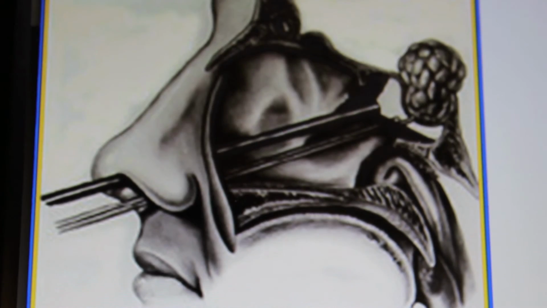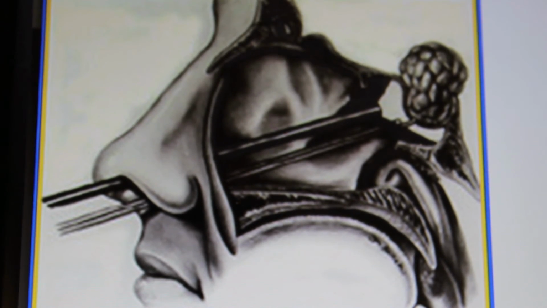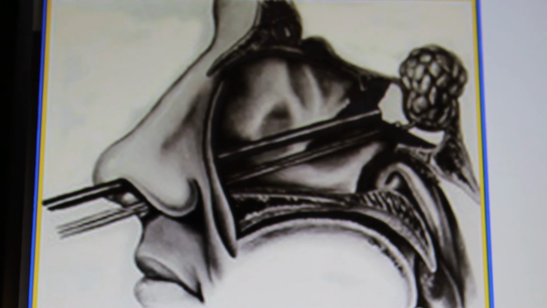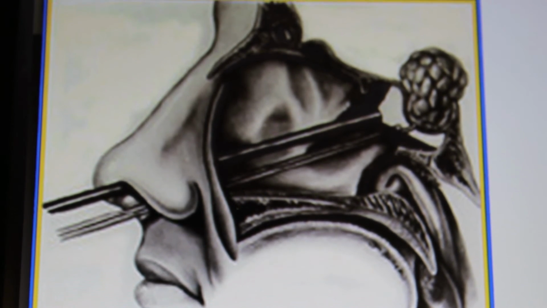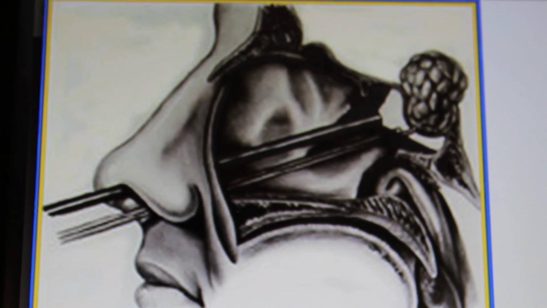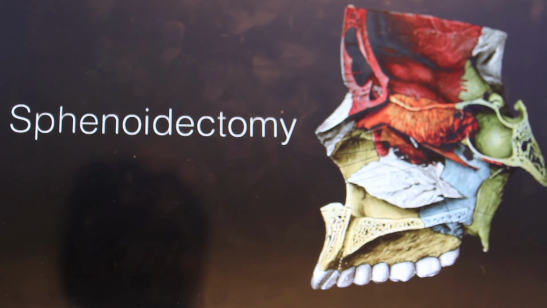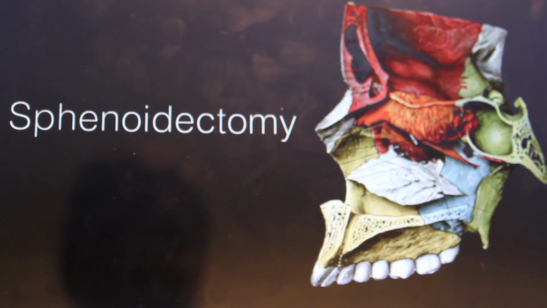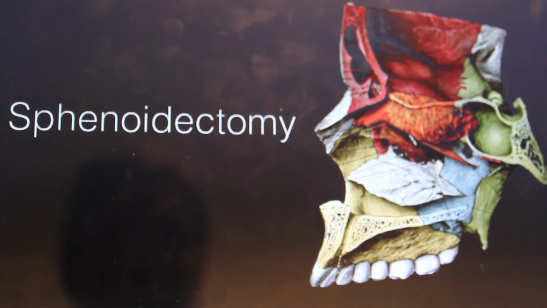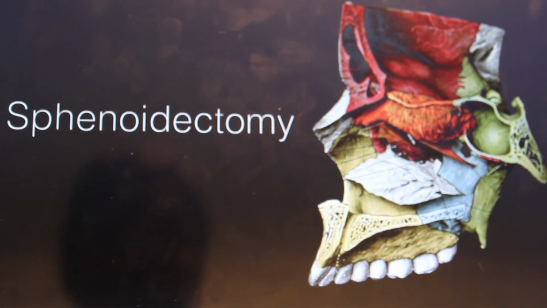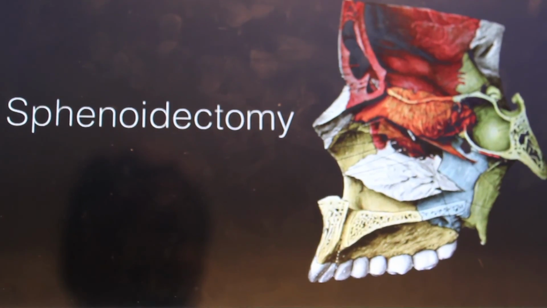sphenoidotomy. A sphenoidotomy is a surgical procedure in which the sphenoid sinus is cut, creating an opening into the anterior or front wall of the sphenoid sinus. There may also be a need for a more invasive procedure called the sphenoidectomy. A sphenoidectomy is when part of the sphenoid is removed. The sphenoid sinus is opened by removing the front wall of the sinus and allowing it to drain directly into the nasal passageway. This is typically done when there is a tumor present.